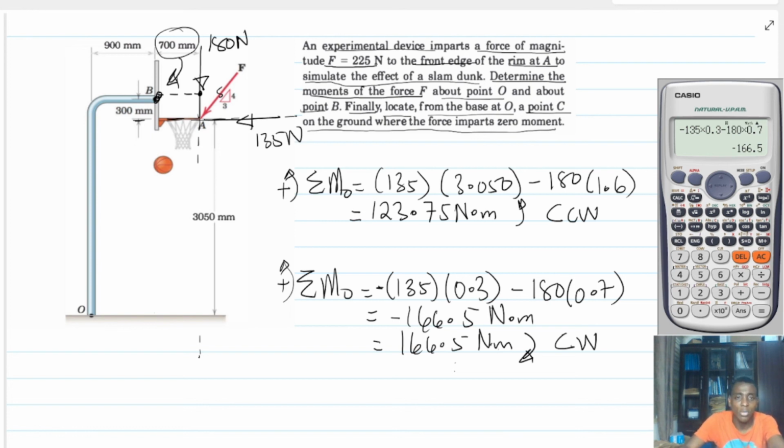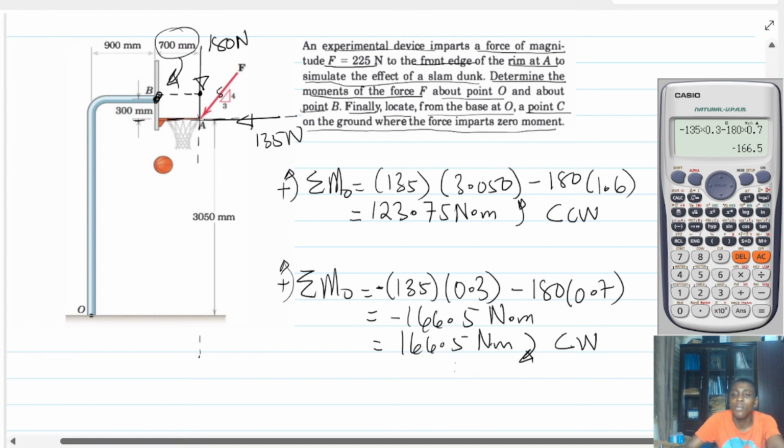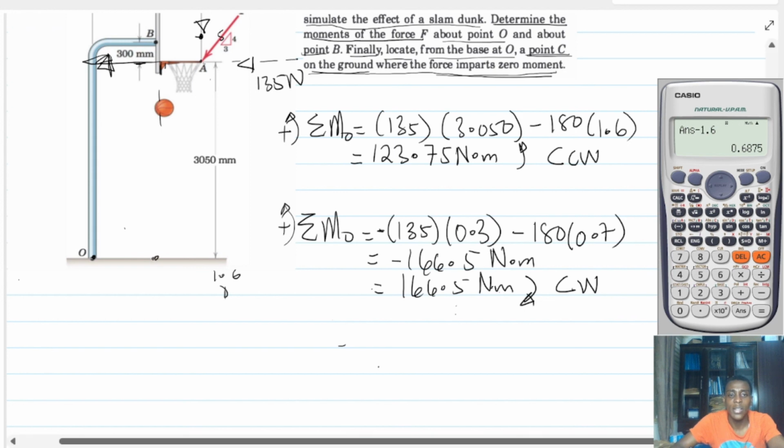Finally, we were asked to find a point C from the ground where the force impacts zero moment. Okay, so let's do that one and then let's end the problem. So let's say that there is a point C here. We don't know. Let's say a point C somewhere we don't know. We are saying that the summation of moments about C is zero. That is what we are saying. So let's do that. Quick one.